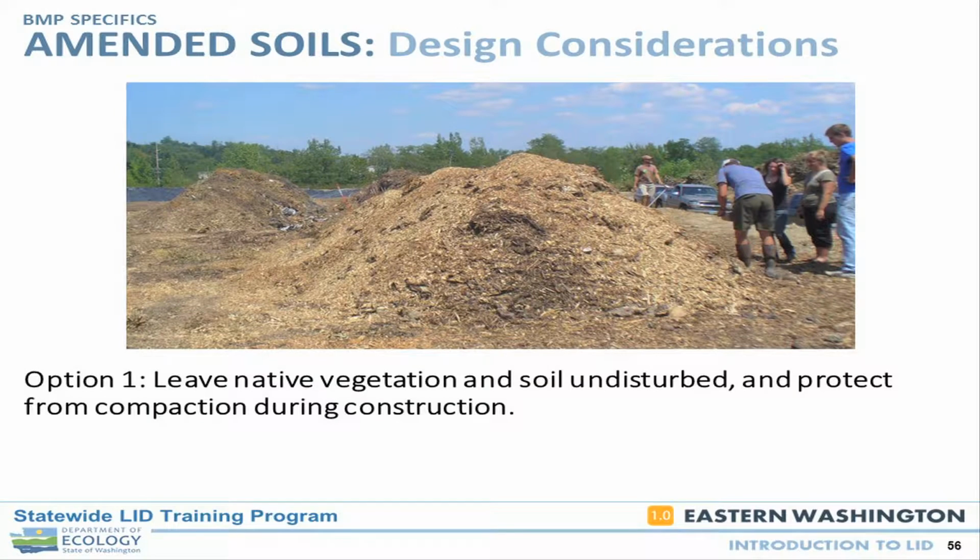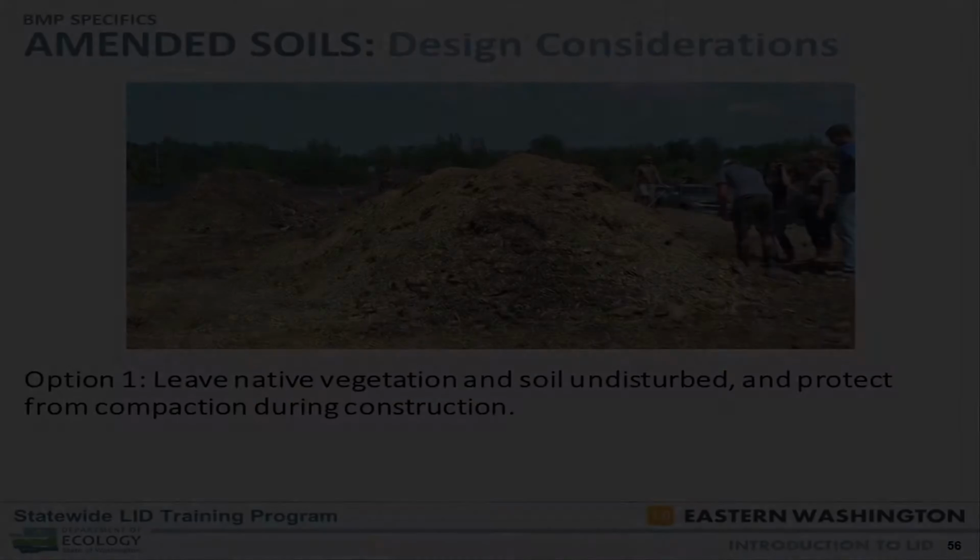Really, I'm going to go through 4 key options or strategies for achieving this standard. The first and most simple one is basically leave the native vegetation in place. Leave it undisturbed, protect it during construction, so make sure that the construction crews know that they're to protect those areas. So putting out orange fencing, having pre-construction meetings to say that we intend to protect this area is a very key element of this option.